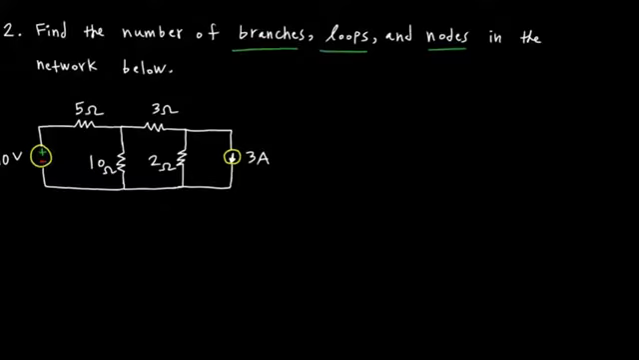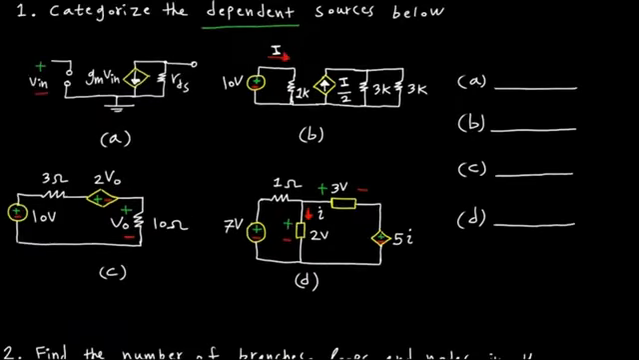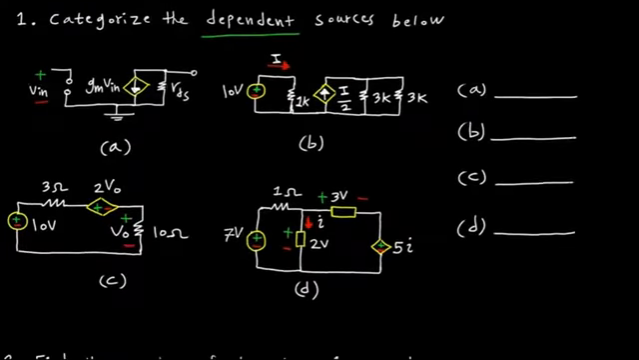So for problem 1, we're asked to find the type of dependent source. And for part A, you can see that we have an input voltage of Vn with the given polarity, and the dependent source shown uses that quantity, that voltage quantity, to generate a current going downwards.